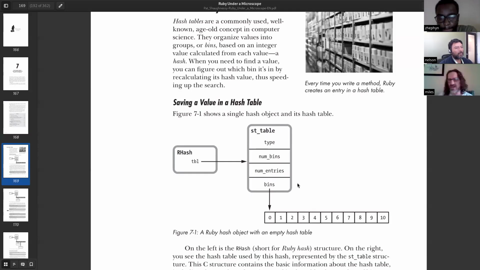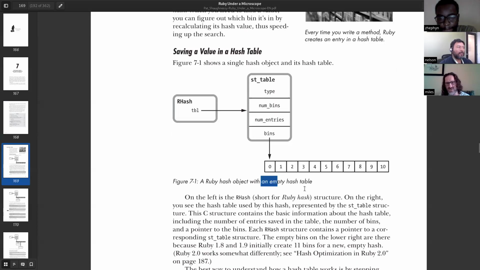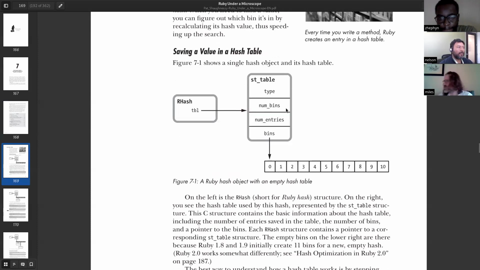Anyway, we should just go ahead and move on from that. It was just something that stuck out to me. Although here it does clarify a Ruby hash object with an empty hash table. Okay, so I'll go ahead and, oh, you know what? There is something, and I was going to mention this later.